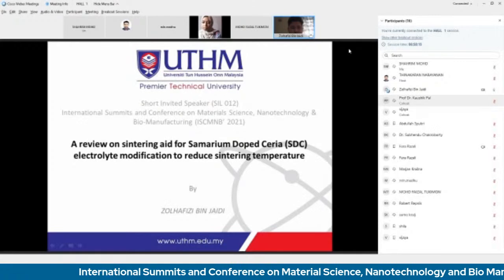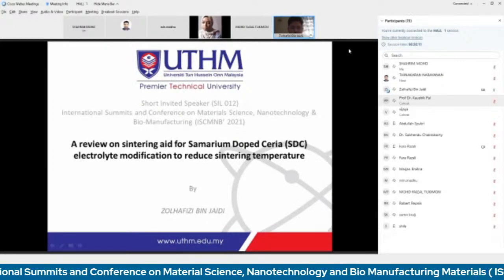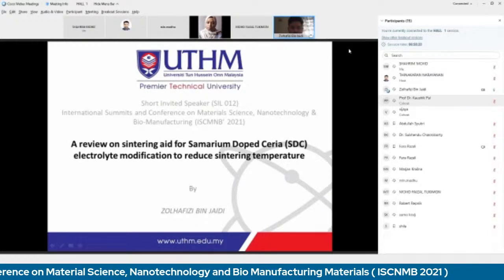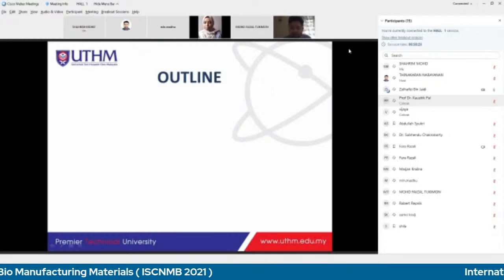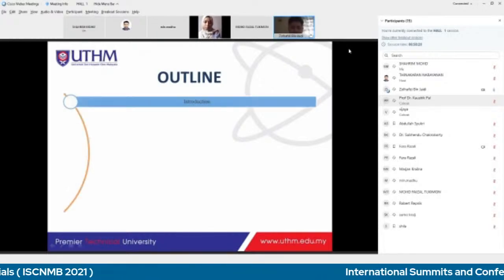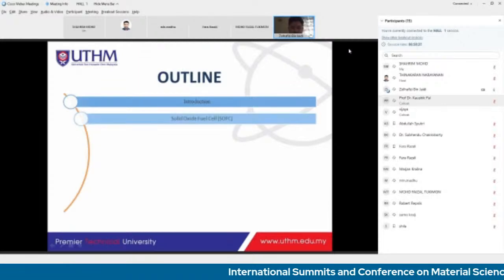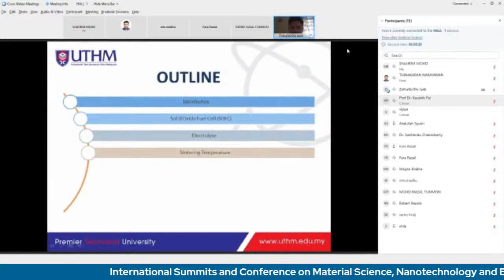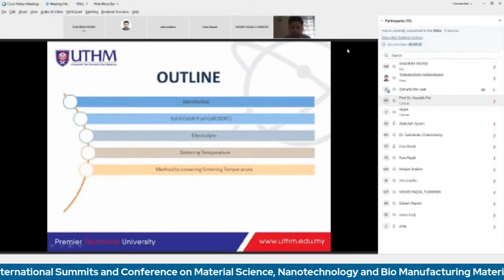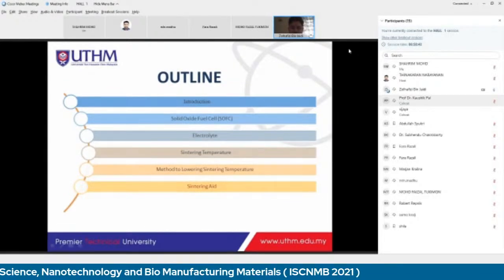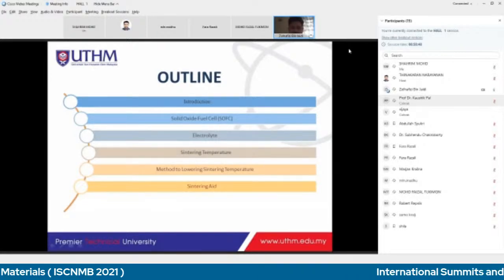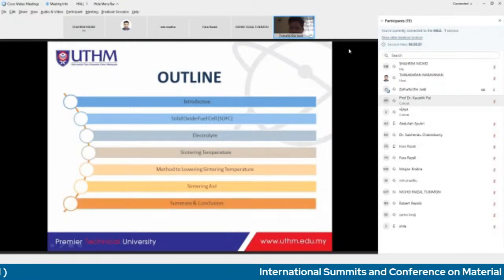I would like to share and present a review on sintering aid for samarium doped cerium (SDC) electrolyte modification to reduce sintering temperature. This is my outline. I will start with an introduction about solid oxide fuel cells (SOFC), electrolyte, sintering temperature, and methods of lowering sintering temperature. Then sintering aids: I will discuss the methods and the types of sintering aids that have been used previously. Finally, I will conclude with a summary of my review.